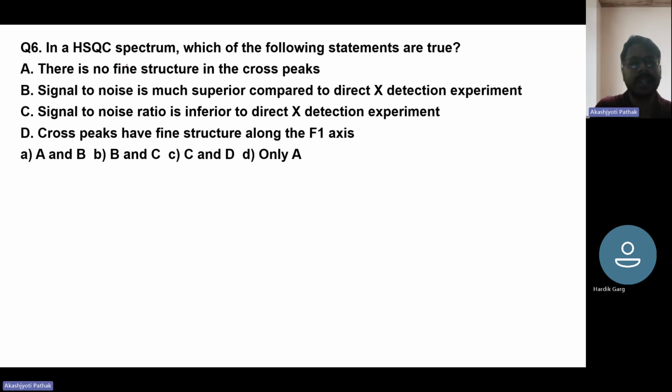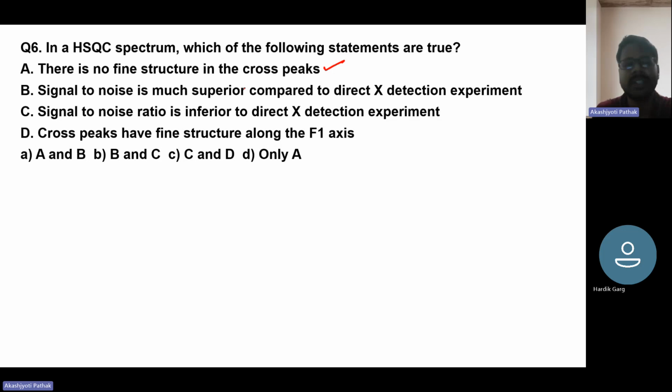So now answer this question: in an HSQC experiment, which of the following statements are true? There is no fine structure in the cross peaks. Yes, that is true. We saw just now that a decoupling is caused by applying a 180-degree X pulse selectively to the proton, so the proton gets decoupled from X. Then during the detection period, the T2 period, we again apply BB decoupling, and because of this the X nuclei get decoupled, so there are no fine structures in the cross peak.